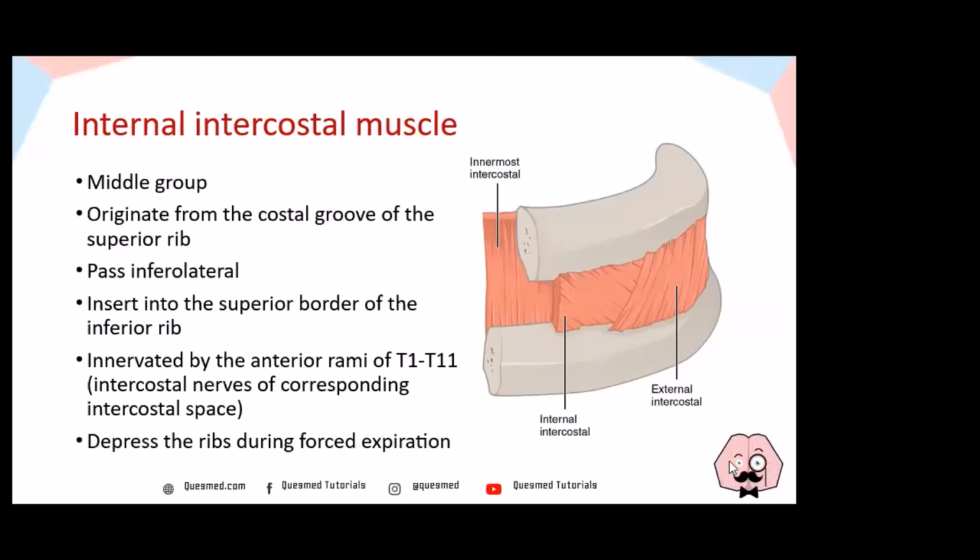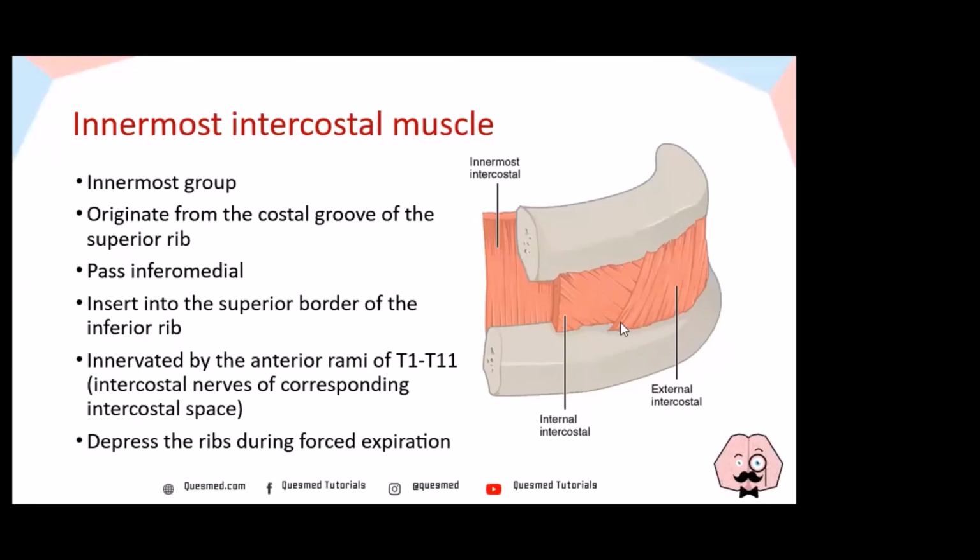In contrast, your internal intercostal muscle also runs from the superior border of the rib above to the inferior border of the rib below, but this time their fibers run perpendicular to the external, so they run inferolaterally, supplied in exactly the same way. But when they contract, they depress the ribs, and by doing that, they make the thoracic cage smaller, so they force air out of the thoracic cage.